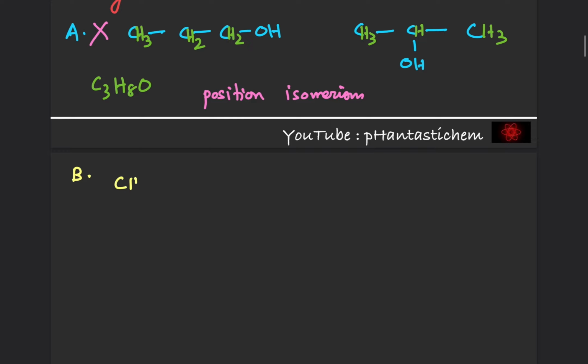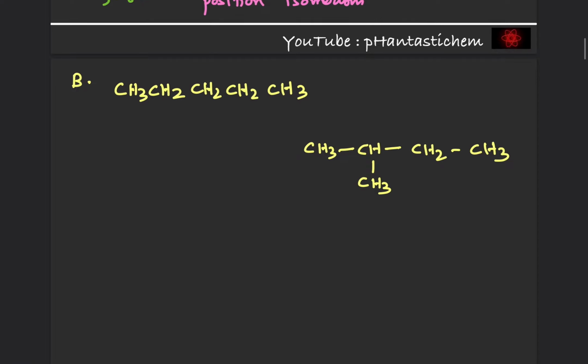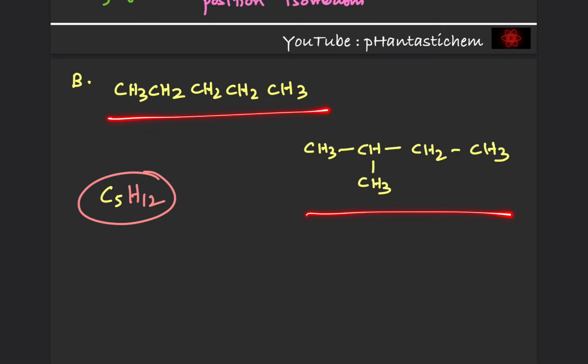In option B, we have CH3, CH2, CH2, CH2, CH3, and CH3, CH, CH3, CH2, CH3. Both have the same molecular formula, that is C5H12, but different structures. So they show isomerism, but it cannot be metamerism because there is no polyvalent functional group in them. There is no functional group at all.